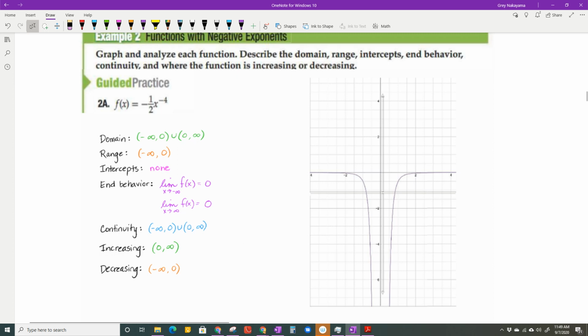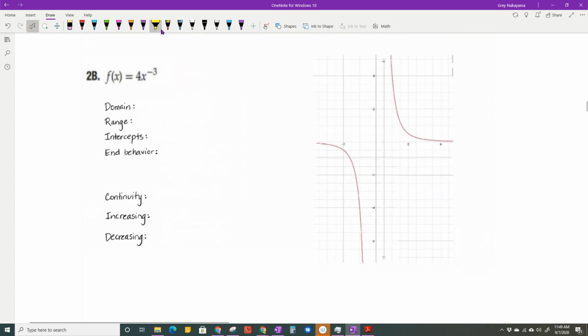Okay, so that was an even negative exponent. Let's go look at an odd negative exponent. Again, a negative exponent is like putting that variable in the denominator, which is why we have an infinite discontinuity again at 0. So my domain is negative infinity to 0, union 0 to infinity. My range is the same. My intercepts, again, never cross the x or y axis.